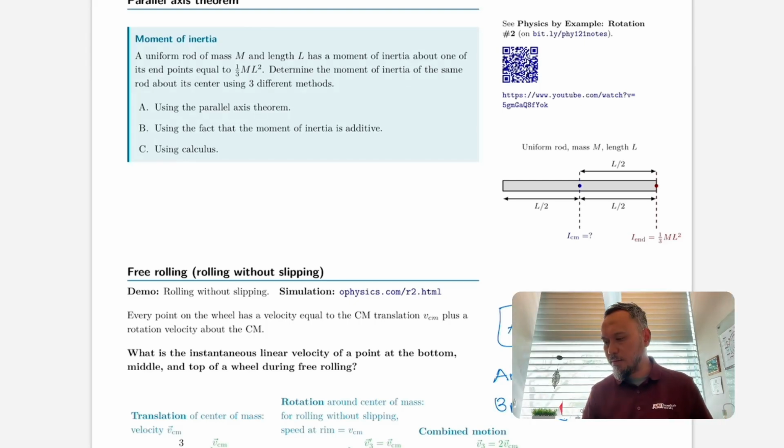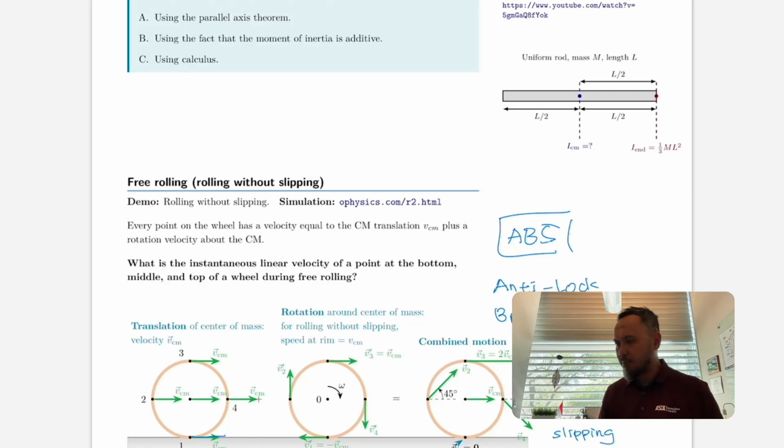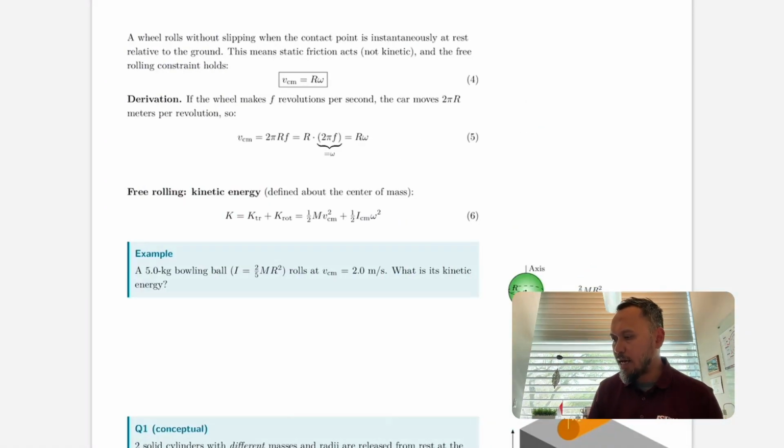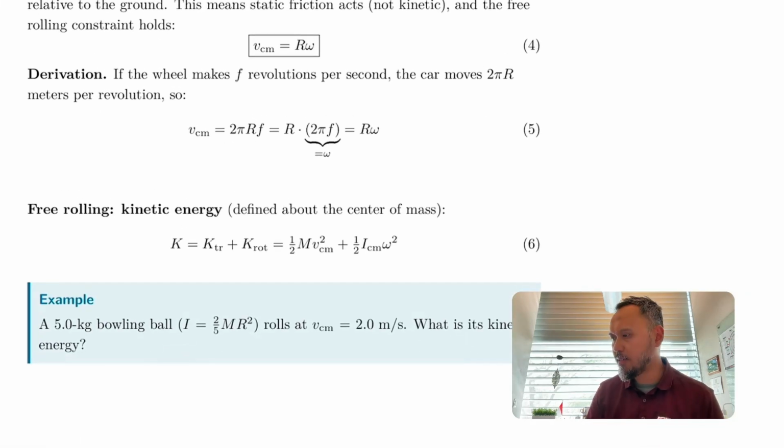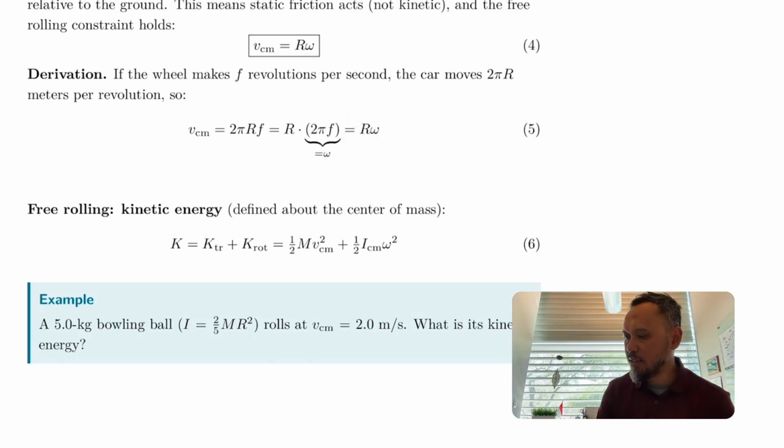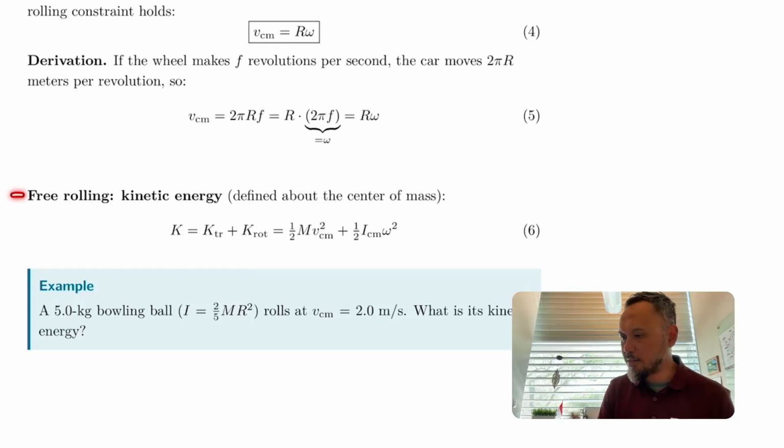All right. So basically, we discussed rolling without slipping, and in class we derived that for rolling without slipping, the translational velocity, or the velocity of the center of mass, is equal to r, the radius of the wheel, times the angular speed omega. Now we are at this point of the lecture, which is the kinetic energy of free rolling.